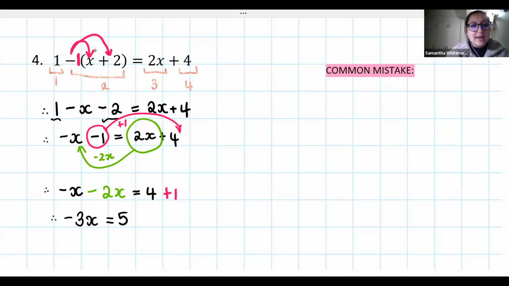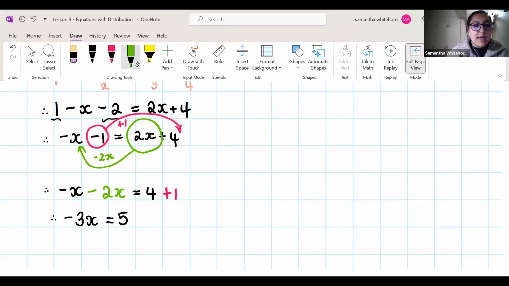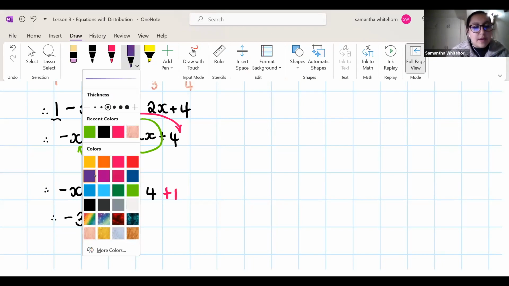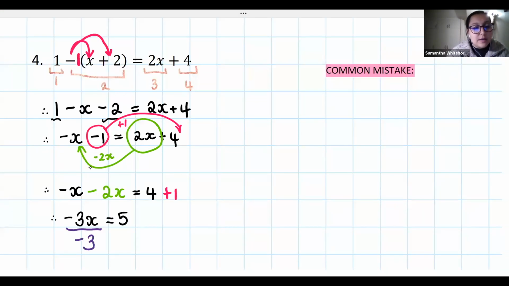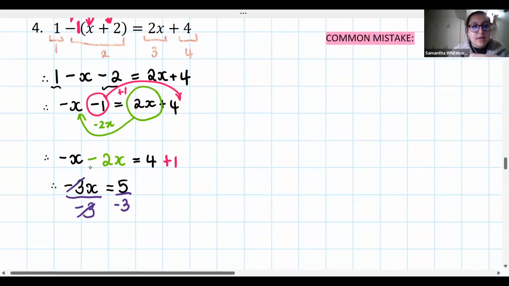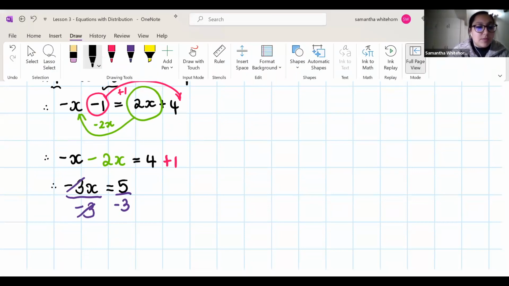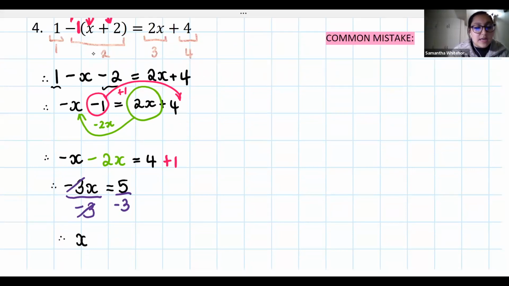I don't like that negative 3 being multiplied with the x, so I need to deal with that. That means I'm going to have to divide by negative 3 to get rid of it. But if I divide the left by negative 3, I need to divide the right by negative 3. Now, guys, remember, a positive divided by a negative is a negative. So my value for x here is negative 5 over 3.